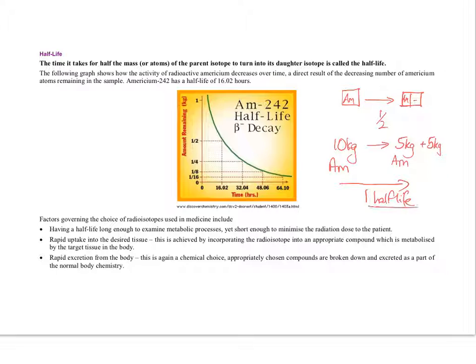If you look at the graph, you can see the time for one half-life is the time it takes for the amount remaining to go from, say, 1 down to a half, or 10 down to 5, 20 down to 10. So the half-life here, if we go across and go down, is 16.02 hours.